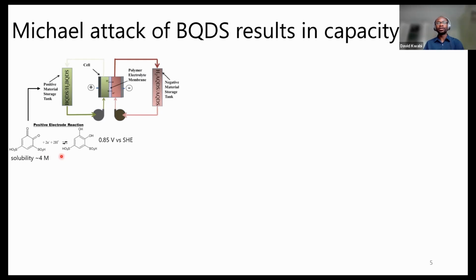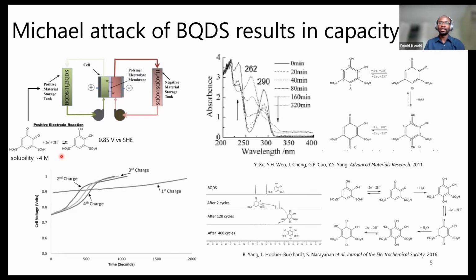It turns out we're not the first people to look at this molecule. There's been work dating back a little over a decade, showing that when you have BQDS in its oxidized form, it undergoes either one or two Michael addition reactions, which is to say reactions with water, to form reduced species that have a lower redox potential than the starting redox couple. And of course, this is something you don't want for a positive electrolyte material.